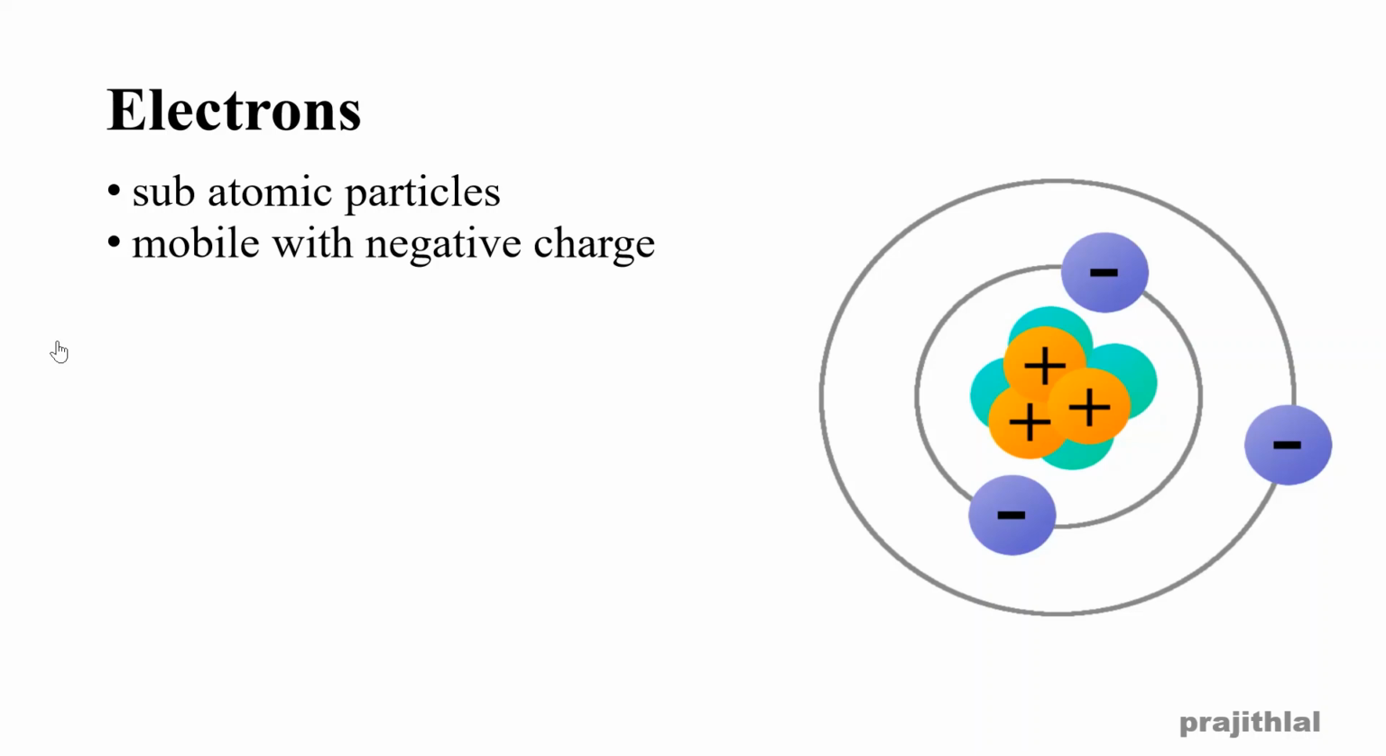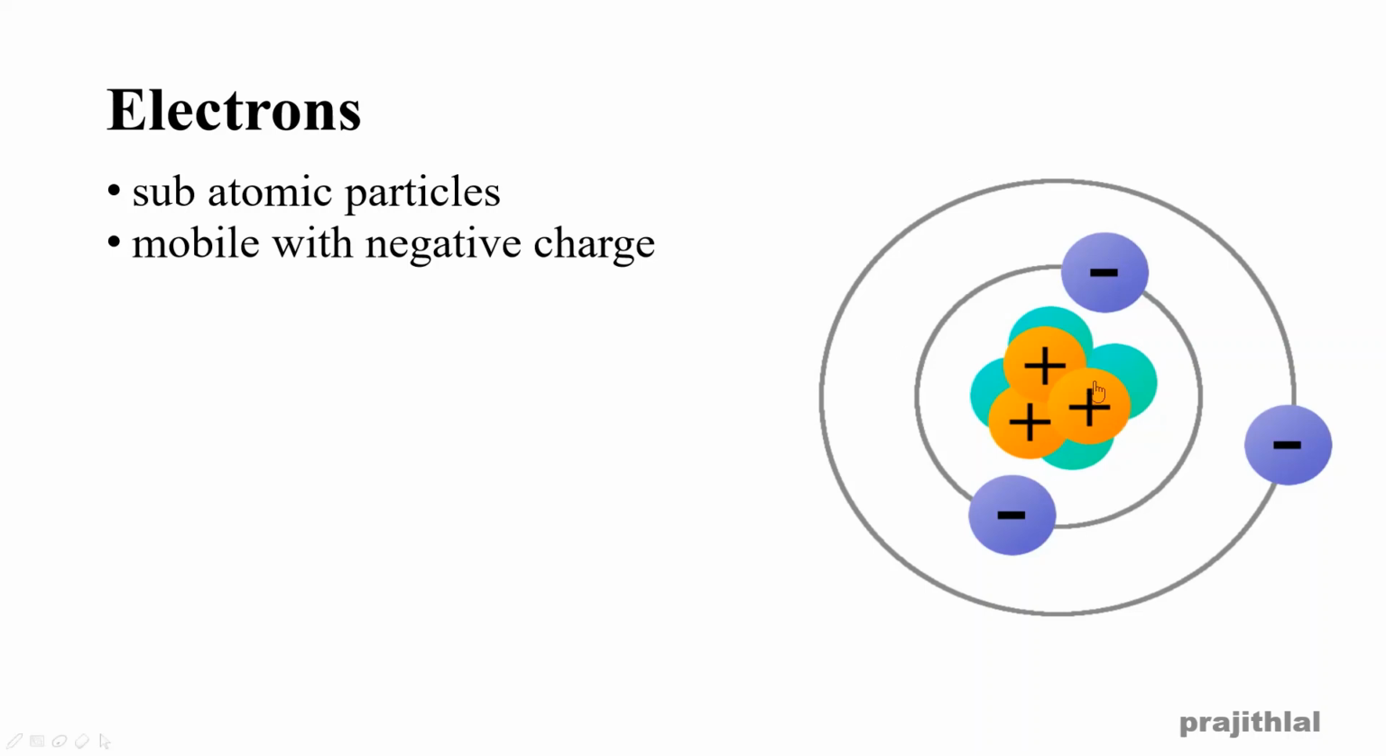So, what is an electron? Electrons are subatomic particles. They are mobile with negative charge. Mobile means they can move around. So, let's see the structure of an atom. This is the structure of an atom.